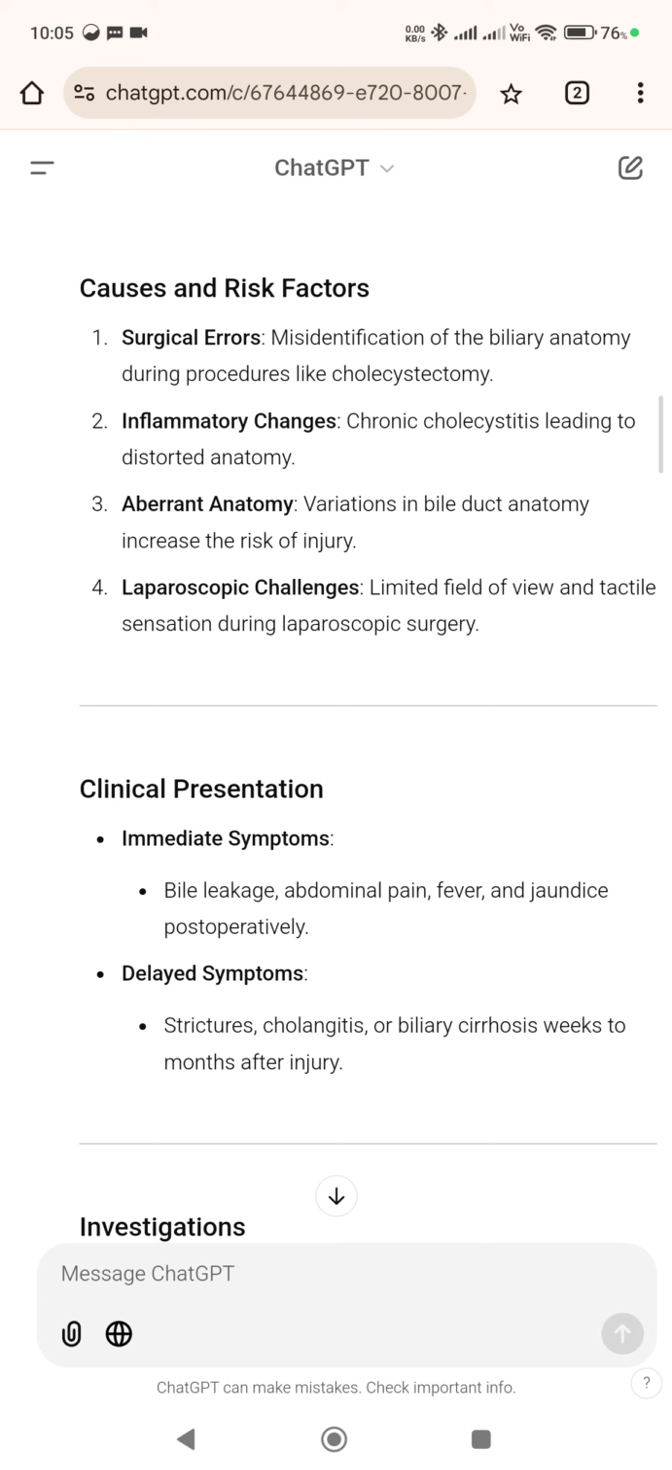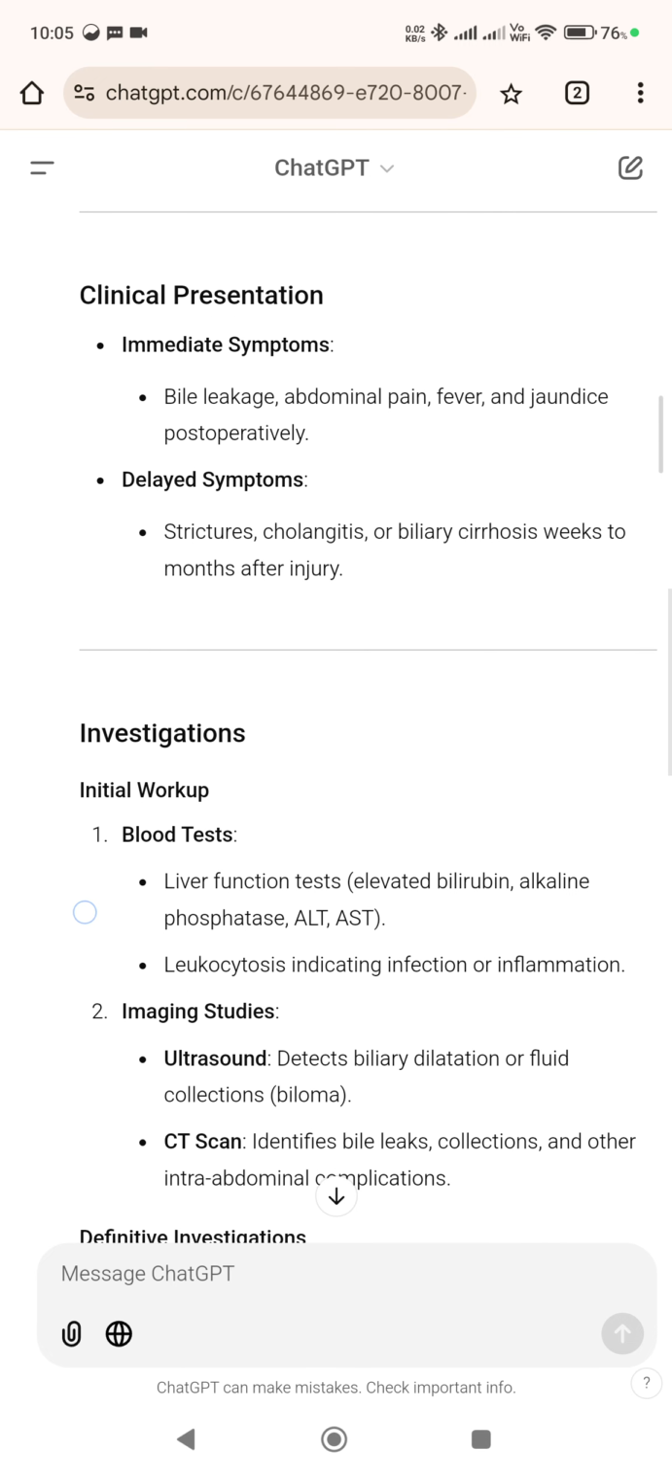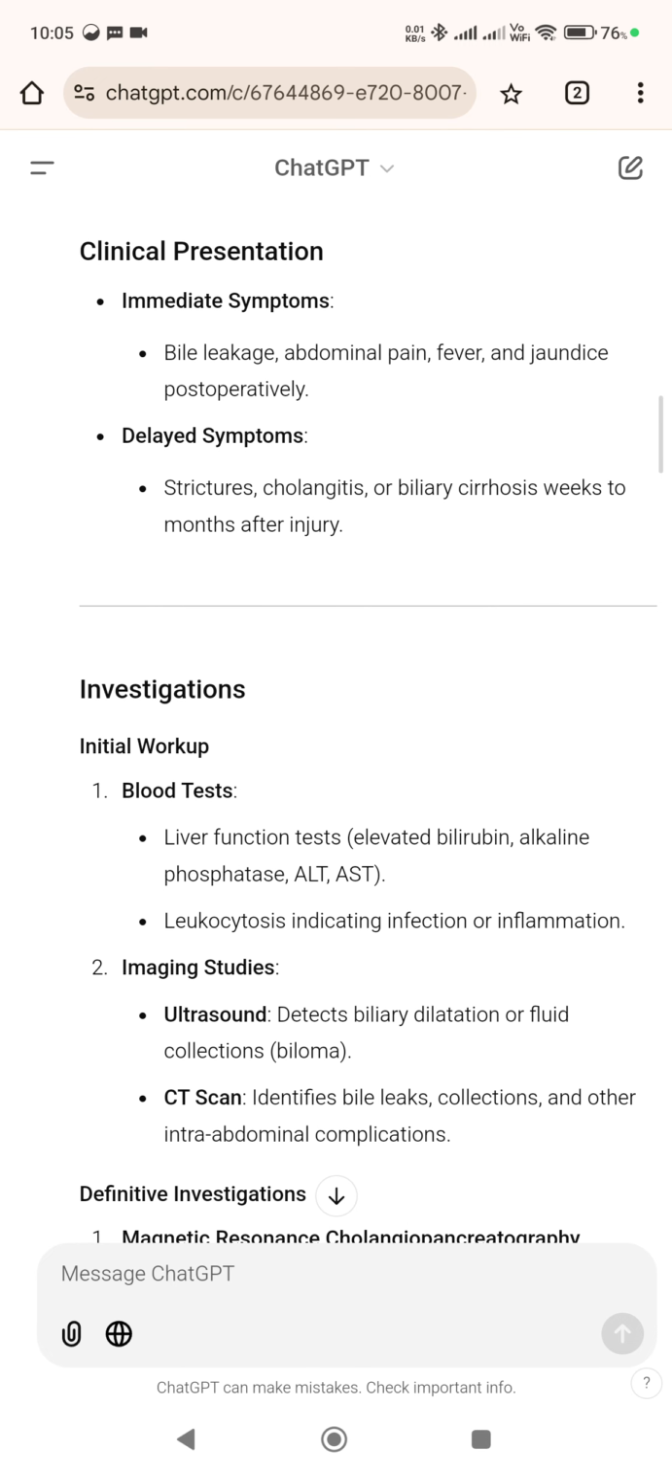Clinical presentation, immediate symptoms: bile leakage, abdominal pain, fever, and jaundice postoperatively. Delayed symptoms: strictures, cholangitis, or biliary cirrhosis weeks to months after injury.